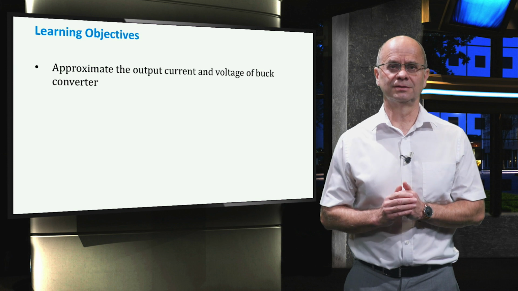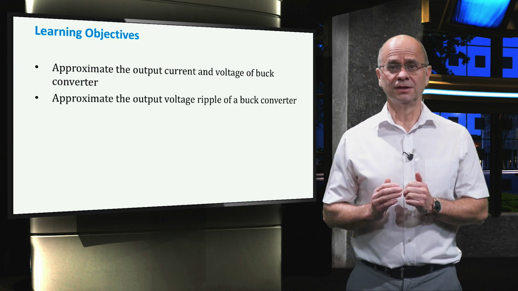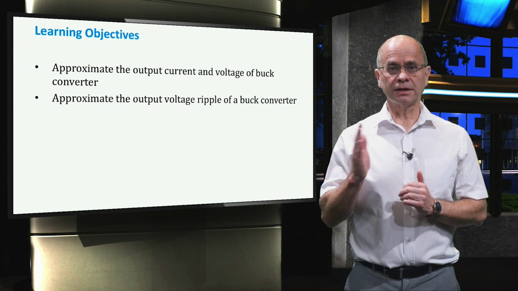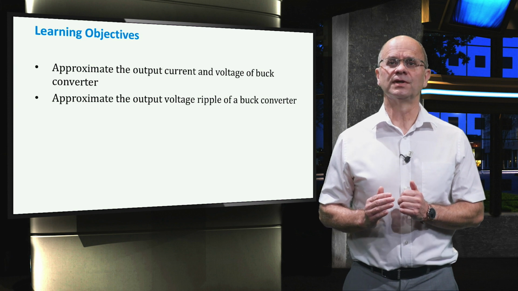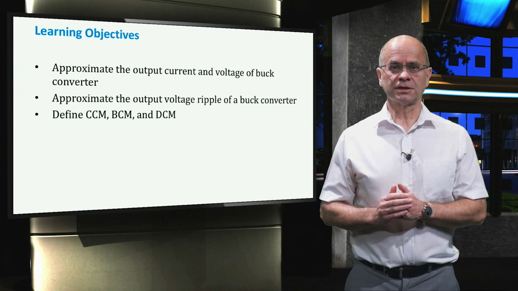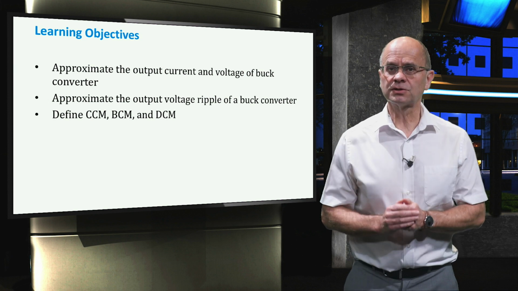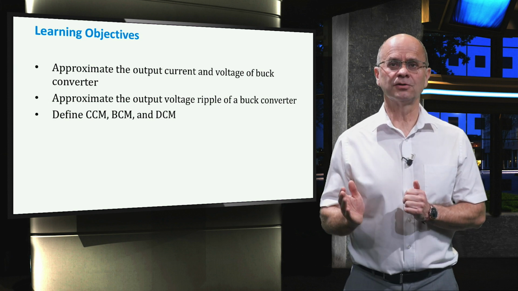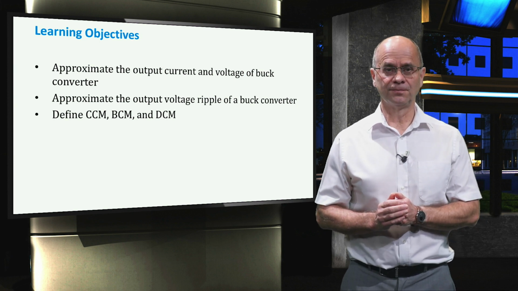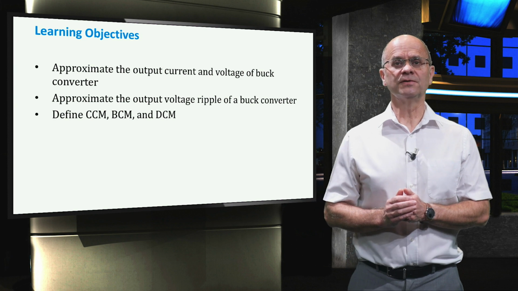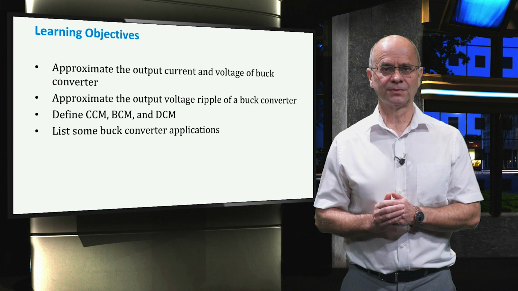is constant. Using the same approach, we will also derive equations to approximate the cyclic variation of the output voltage. Next, we will define and discuss the possible modes of operation, namely continuous conduction mode, borderline conduction mode, and discontinuous conduction mode. Finally, we will give an example of a real-world application of buck converters.